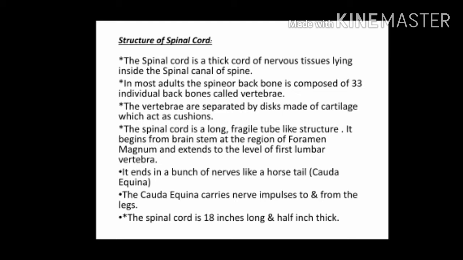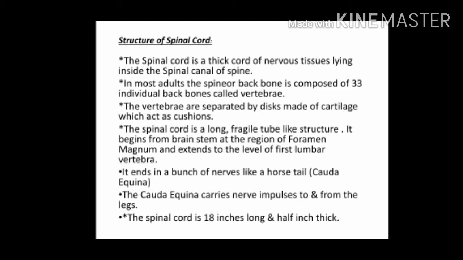So actually the spinal cord is very fragile. It is a jelly-like substance. Hence it should be protected. As our brain is protected inside the skull, similarly our spinal cord is protected in this bony structure, what you call backbone. The spinal cord is a long, fragile tube-like structure.